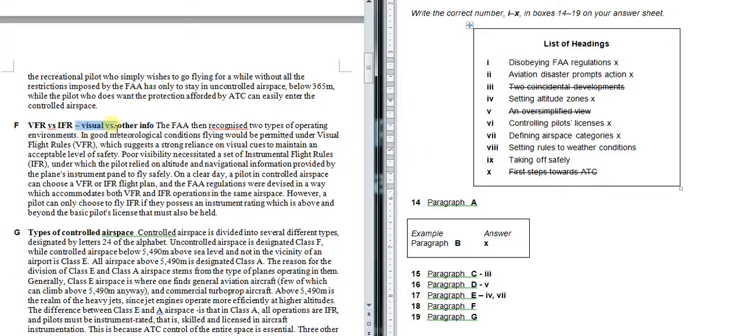Okay, we've got visual versus other info. What is that related to? To me, weather conditions is related. And if we look here, meteorological conditions. It's a hard word to say. Meteorological. Anyway. Yeah, so we see weather mentioned a couple times in here, right? So I think it looks like setting rules to weather conditions is going to be our best answer.